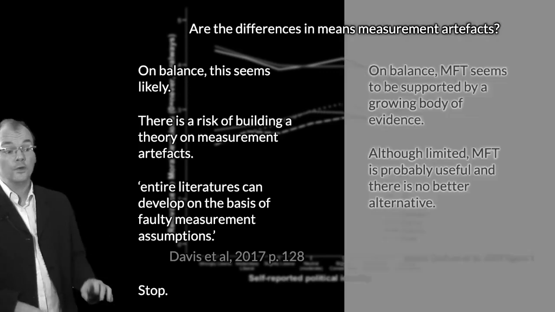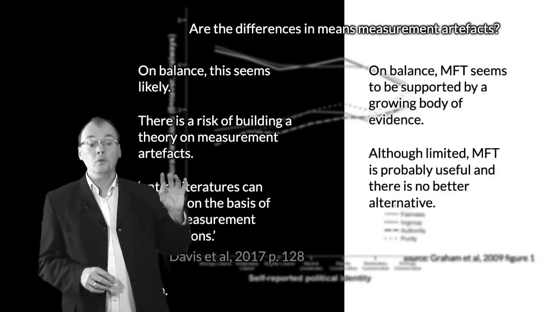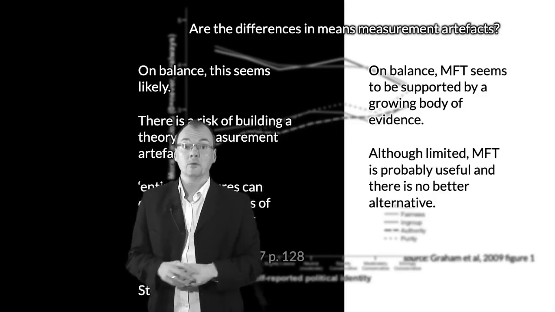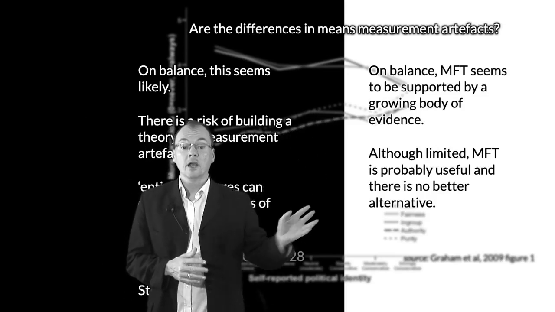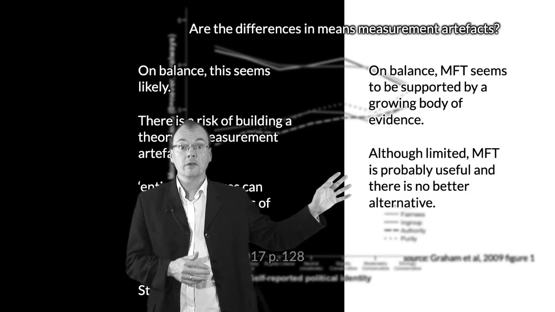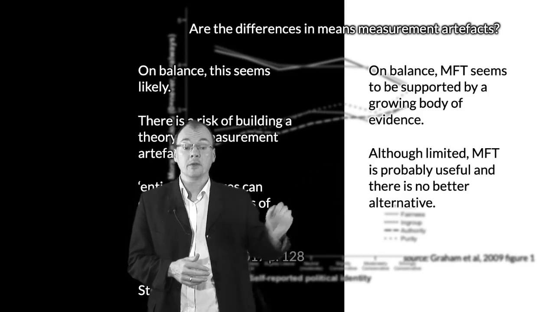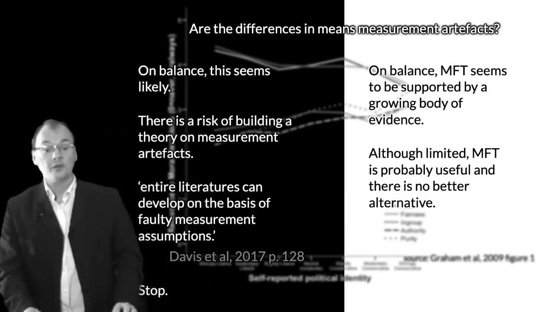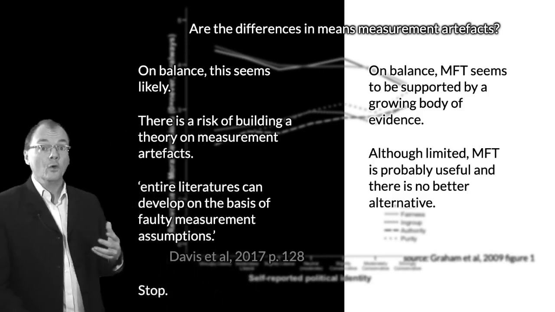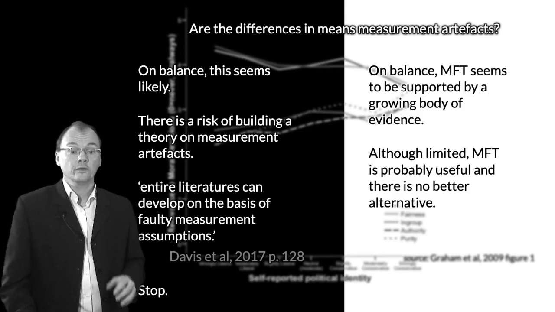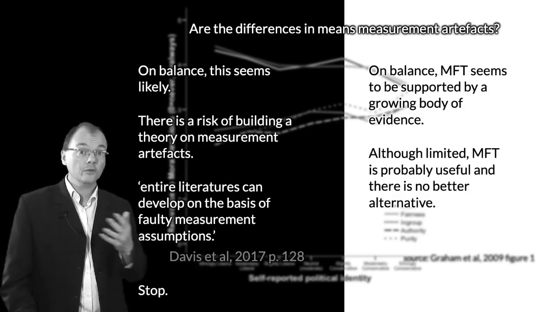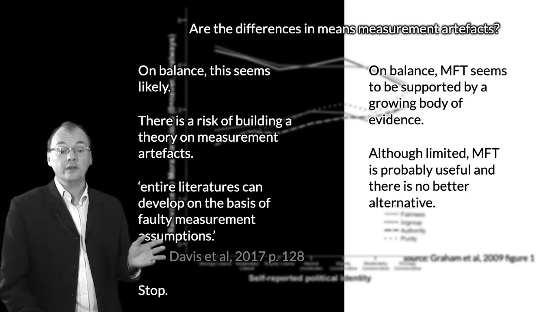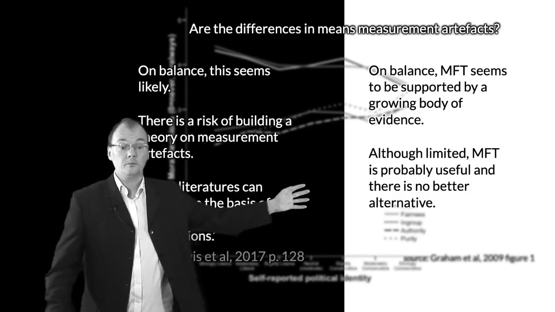There's also the view that although there are some problems, on balance, moral foundations theory seems to be supported by a growing body of evidence. And although the theory itself is quite limited, it is probably useful. And in any case, there's no better alternative. Now, here's the thing. I'm not an expert in social psychology. I'm just so far out of my depth, I'm never going to see the surface again here. So I have no idea which of these two things is right.